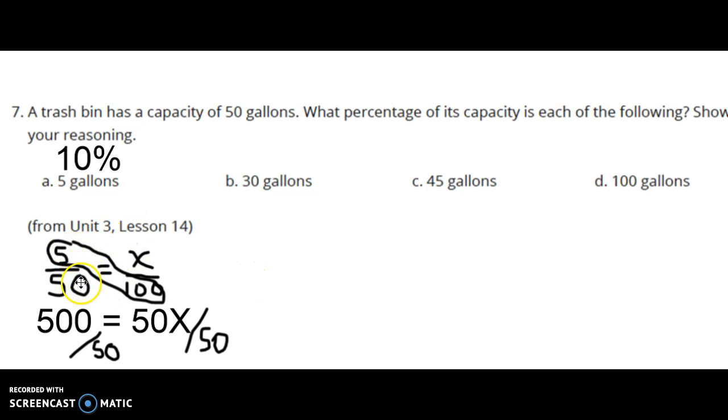I want you to follow these same steps, part over whole. So 30 over 50 equals x over 100. Solve for x every time, write the percentage above B, C, and D. Go ahead and pause and do that. You can check your answers when we're done.